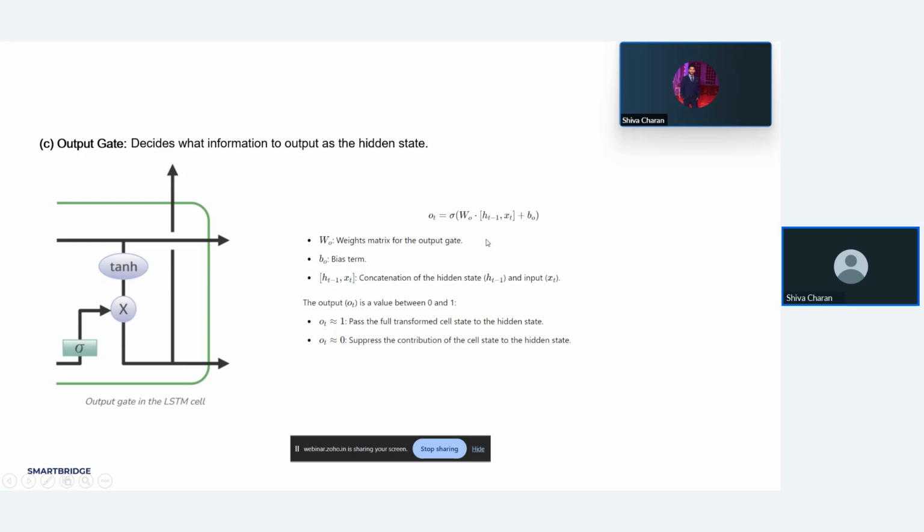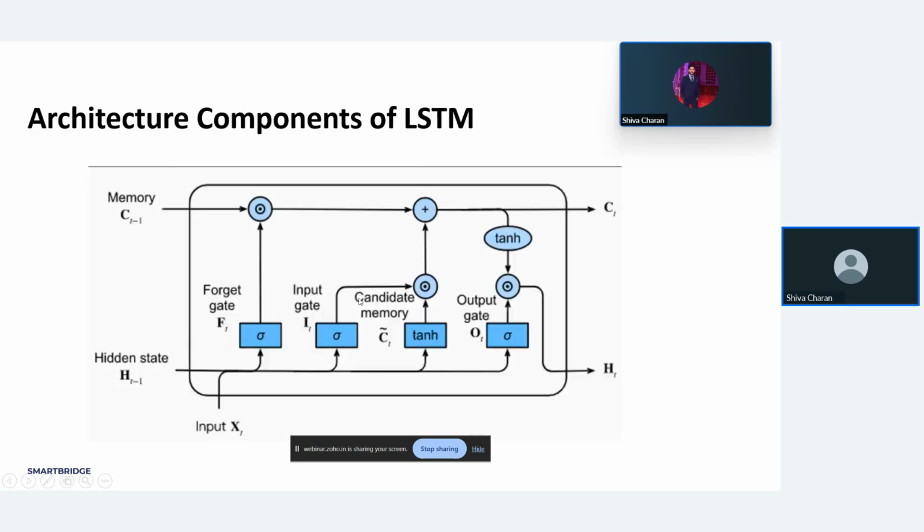Let me just show you, is there any perfect architecture? Yeah, here. This is the architecture. Okay, so now what are we discussing? We are discussing the output gate.